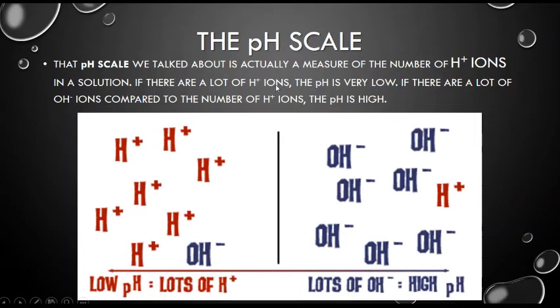But it is important to note that something that has a lot of hydrogen ions is going to be very low on the pH scale. It's going to actually have a smaller number. On the flip side, if there's not a lot of hydrogen ions, that means there's probably a lot of OHs instead, and so it's going to be a very high number on the pH scale. But again, the only thing we're really measuring are the hydrogen ions.